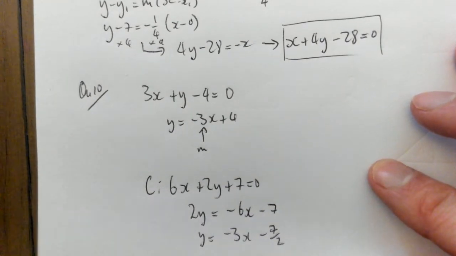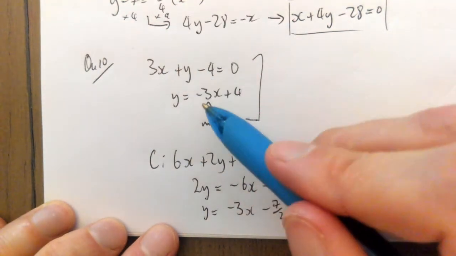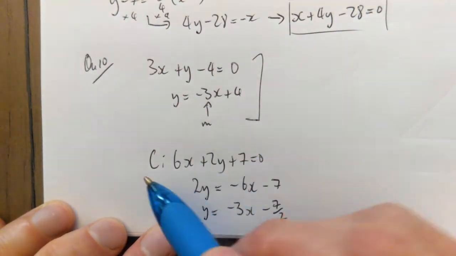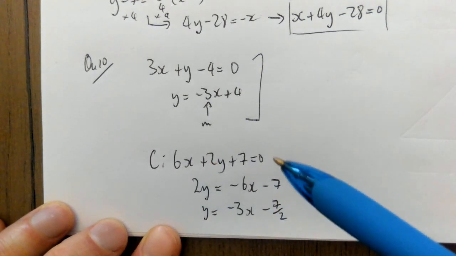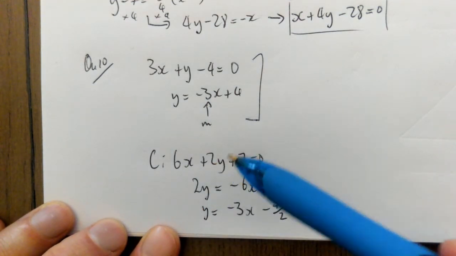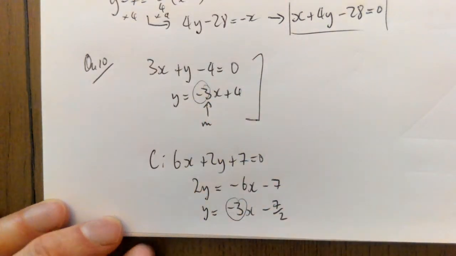Question 10, here's the solution for you. This is the line given, rearrange it to get the slope is equal to -3. C is the answer, because if you rearrange this one, pause the video if you need to, guys, through this. I know I'm going quick. If you rearrange this one, you get a slope of -3 as well, so they're parallel.